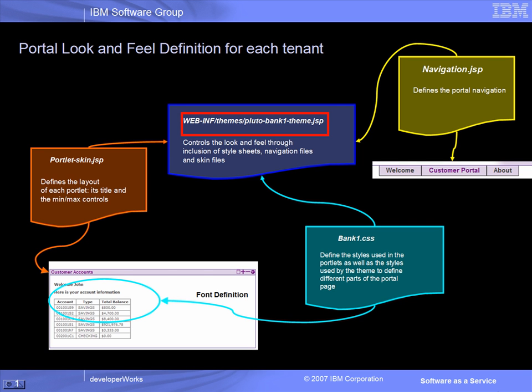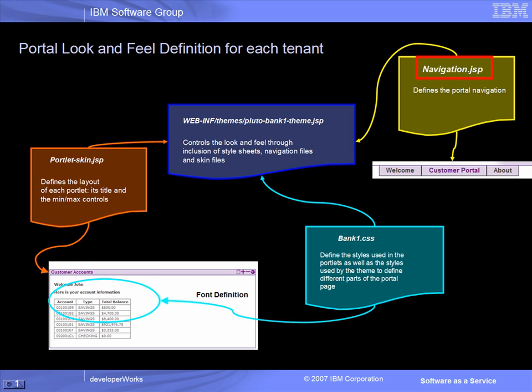The theme file plutobank1theme.jsp controls the look and feel through the inclusion of style sheets, navigation files, and skin files. The skin file defines the layout, title, color, and controls for each portlet. The style sheet defines the styles in the portlets and the portal pages, and the navigation file defines the portal navigation, for example, top tabs or left-hand links.